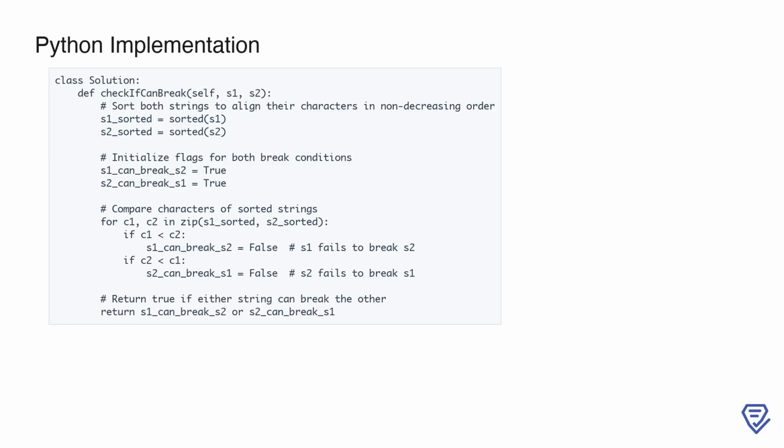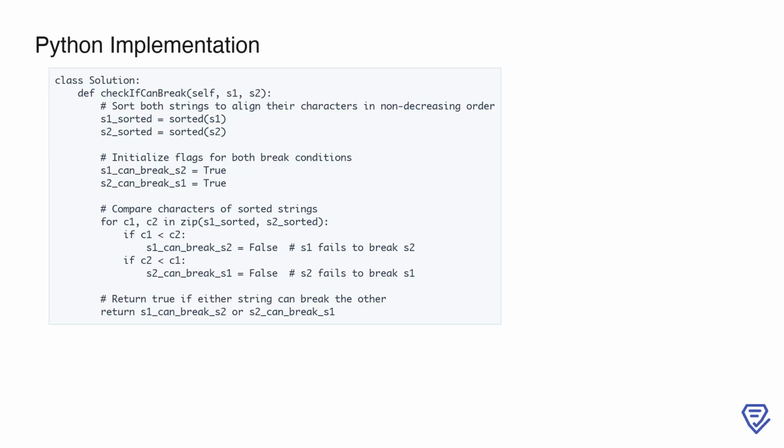First, both input strings S1 and S2 are sorted to align their characters in ascending order. Sorting ensures that characters can be compared directly to determine the break relationship. Two flags, s1_can_break_s2 and s2_can_break_s1, are initialized to true. These flags track whether S1 can break S2 or vice versa.